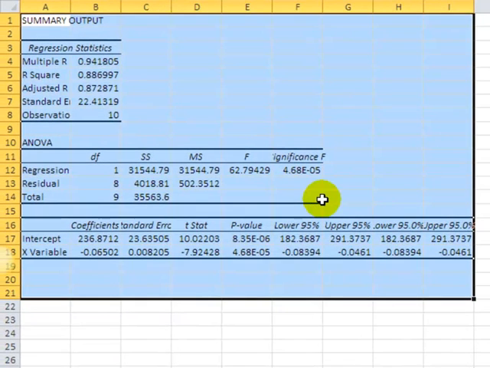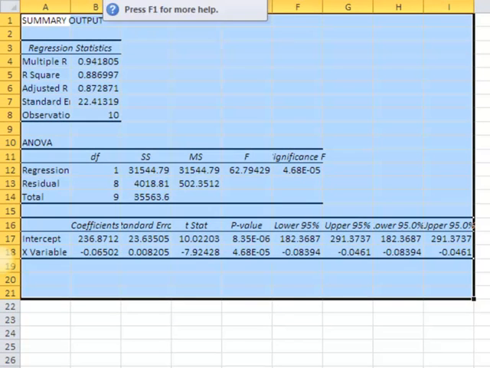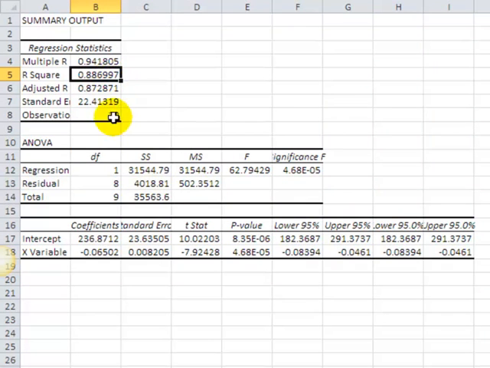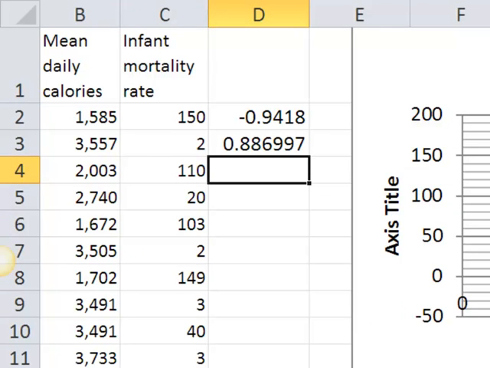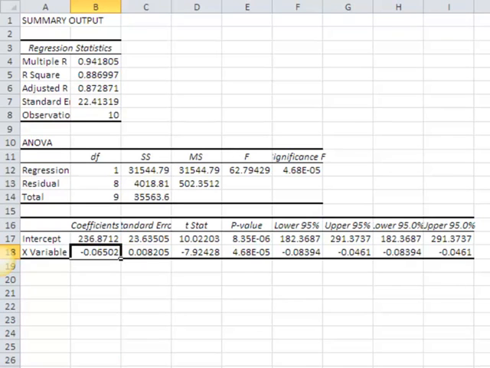And I go to my screen here, and it's already put in my answers. So if I look here, here's my R squared. Here is my regression right here. Here's my coefficient, 236.87. Here's my slope, -0.065. Notice, -0.065, 236.87. So all of my values are done for me, just like that.